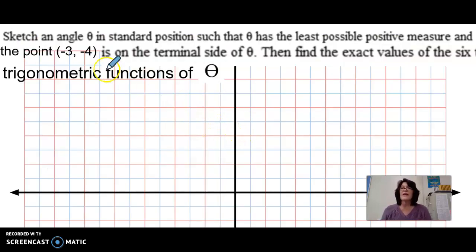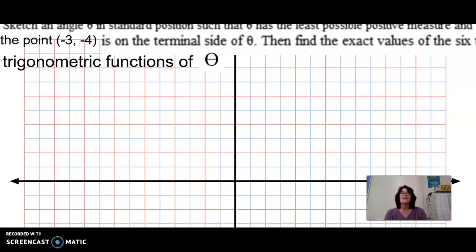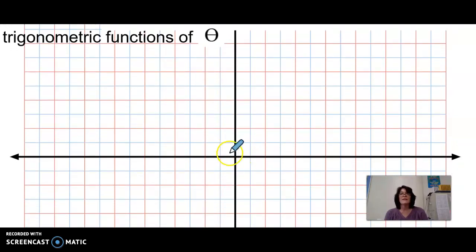Now let's practice. Let's sketch an angle theta in standard position such that theta has the least possible positive measure and the point -3, -4 is on the terminal side of theta. Then find the exact values of the 6 trig functions of theta. If you printed your notes out, you have some graph paper here. I'm going to graph the point -3, -4. 1, 2, 3, 1, 2, 3, 4. Do that first. This is just sketching the angle.